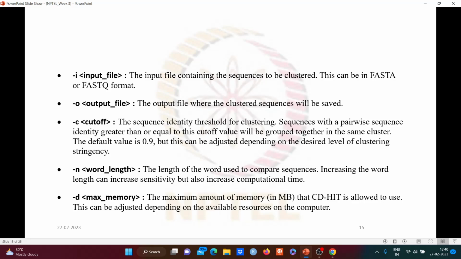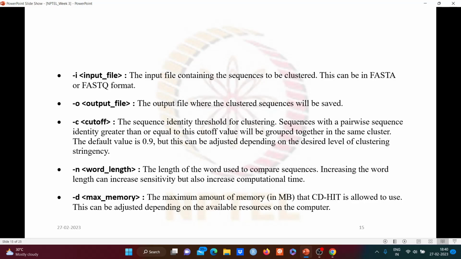This cutoff is also called the sequence identity threshold for clustering. So sequences with a pairwise sequence identity greater than or equal to this cutoff will be grouped together in the same cluster. The default value for CD-HIT is 0.9, but this can be adjusted depending on the desired level of clustering stringency.